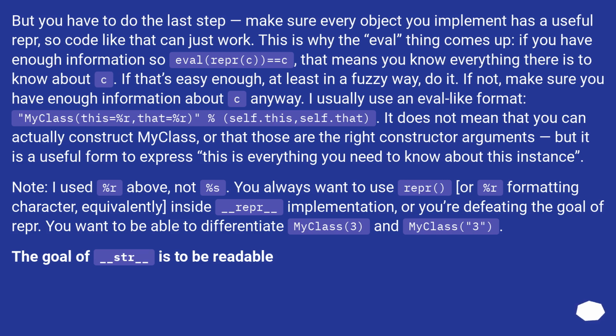This is why the eval thing comes up. If you have enough information so eval(repr(c)) equals c, that means you know everything there is to know about c. If that's easy enough, at least in a fuzzy way, do it. If not, make sure you have enough information about c anyway. I usually use an eval-like format, like "MyClass(this=%r, that=%r)" % (self.this, self.that). It does not mean that you can actually construct my class, or that those are the right constructor arguments, but it is a useful form to express "this is everything you need to know about this instance."